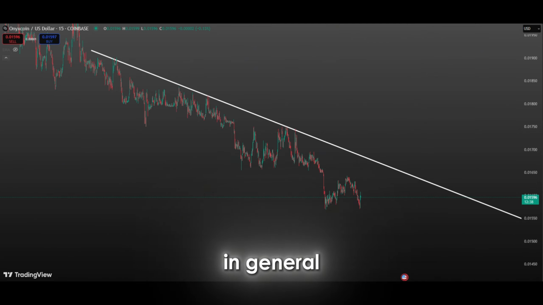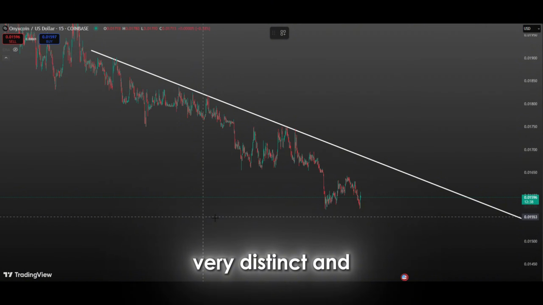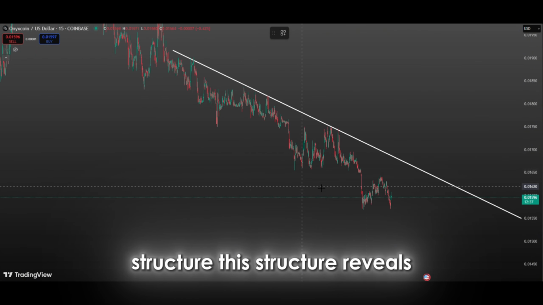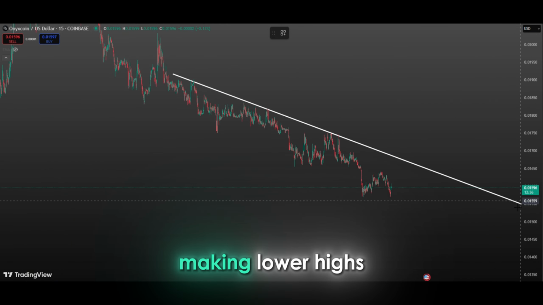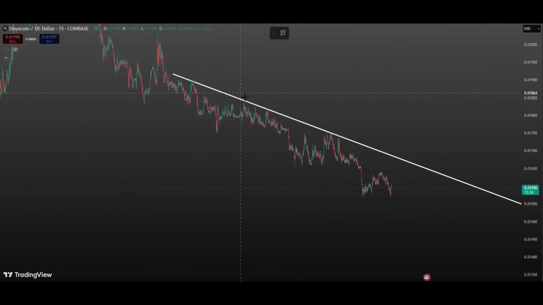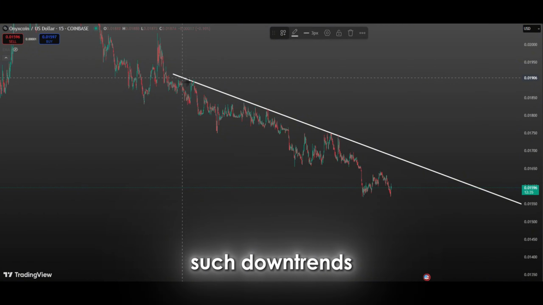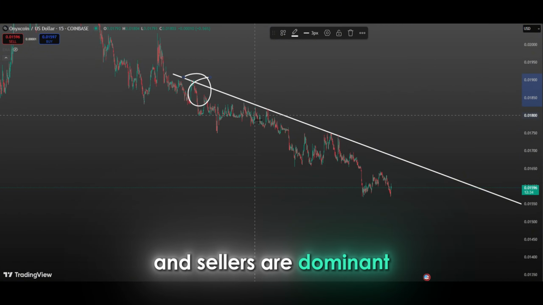When we look at the chart in general, we see a very distinct and remarkable downtrend structure. This structure reveals that the price has been in a downward movement recently, making lower highs and lower lows. In technical analysis, such downtrends indicate that the overall perception of the market is negative and sellers are dominant.